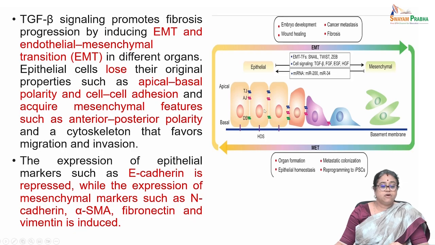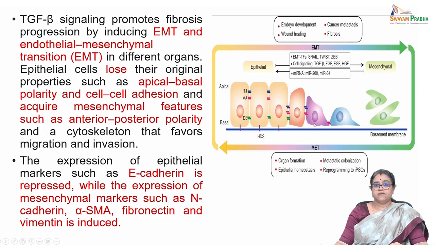Consider the expression of epithelial markers like E-cadherin. E-cadherin is a standard epithelial marker and Vimentin is a standard mesenchymal marker. So, normally during EMT, the E-cadherin gene expression is suppressed and Vimentin expression is increased. You will have E-cadherin gene expression suppressed, and expression of mesenchymal markers like N-cadherin, alpha SMA, that is smooth muscle actin, fibronectin and Vimentin, all induced.